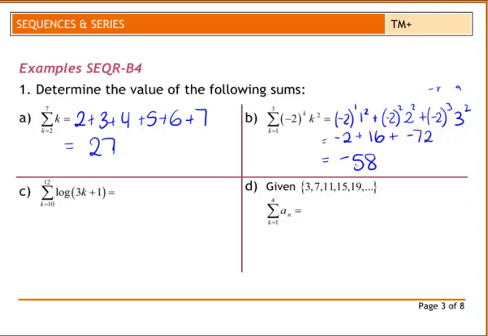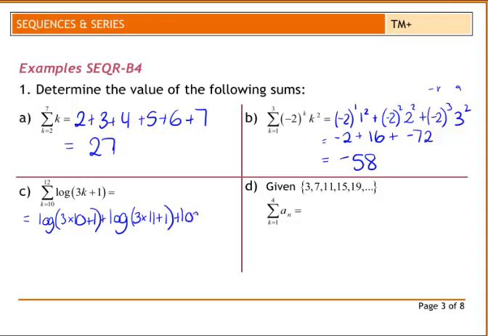Next, sum of k is 10 up to 12 of log of 3k plus 1. I might work this underneath so I've got enough room. So I have log, first of all I've got k is 10, so 3 times 10 plus 1. Move along. Log. Now I'm at 11, so 3 times 11 plus 1.